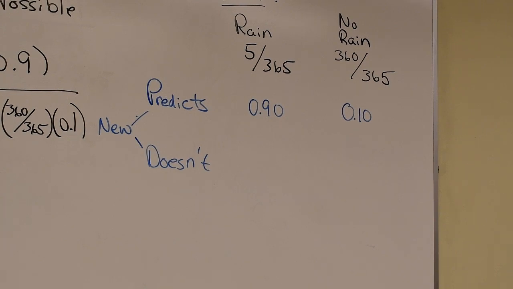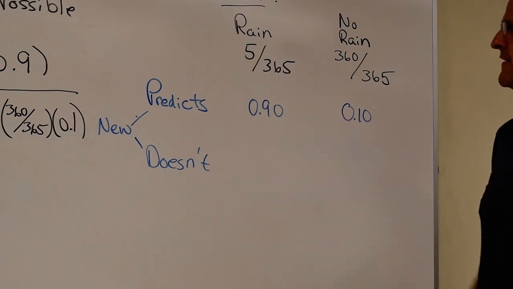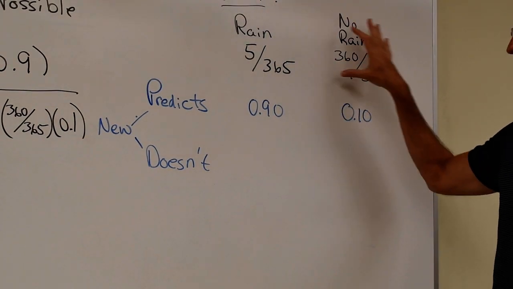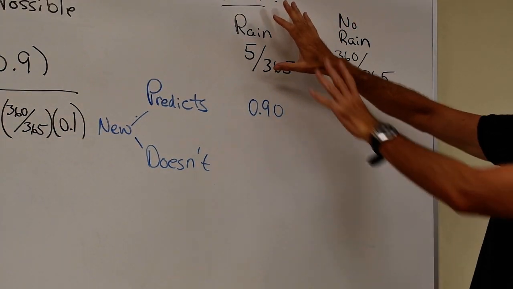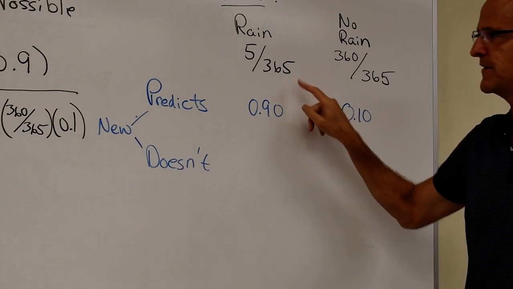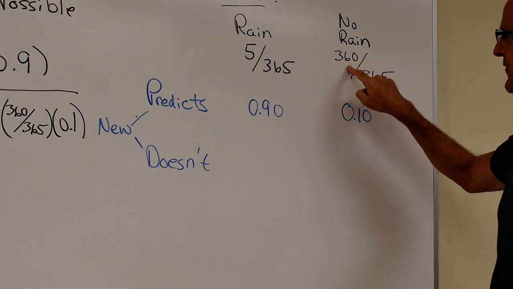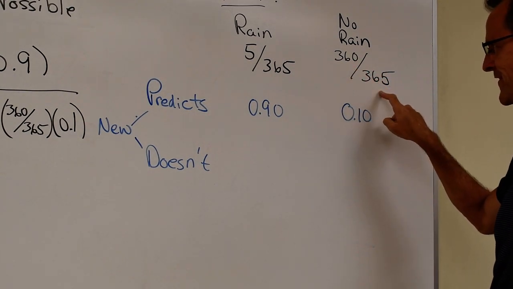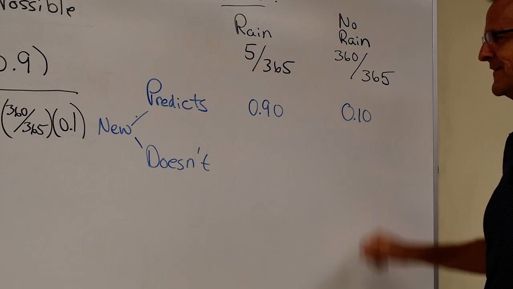Alright, so here's a table that I set up for the weatherman. So we have this prior knowledge. What we know in this area, it only rains 5 out of 365 days out of the year. That means 360 days out of the year, there's no rain, okay?